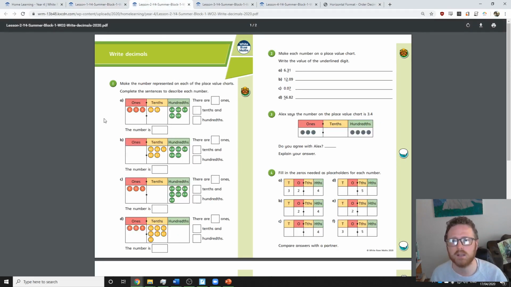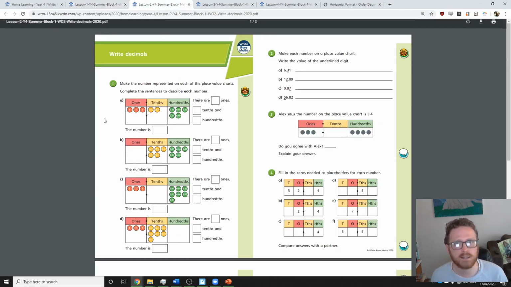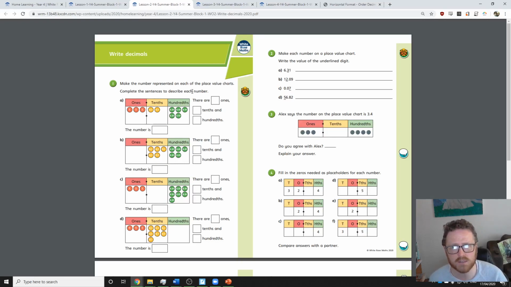Okay, the second day is about writing decimals. So here we've got some numbers that I would like you to try and make. Here, complete the sentences to describe each number. And again, a place value grid is something that's really going to help you out here. So I've got 3 ones, 2/10, and 5 hundredths.